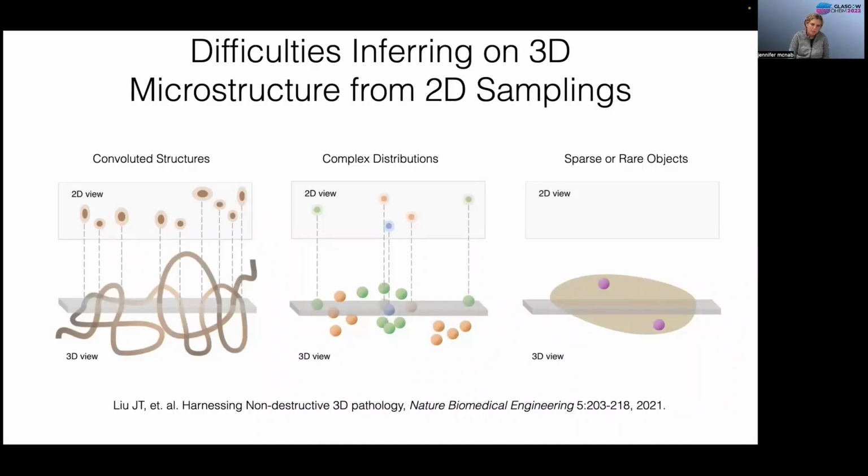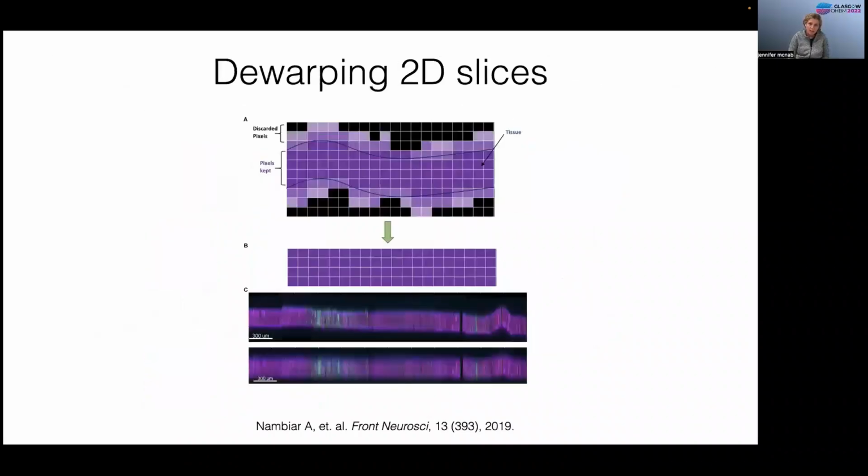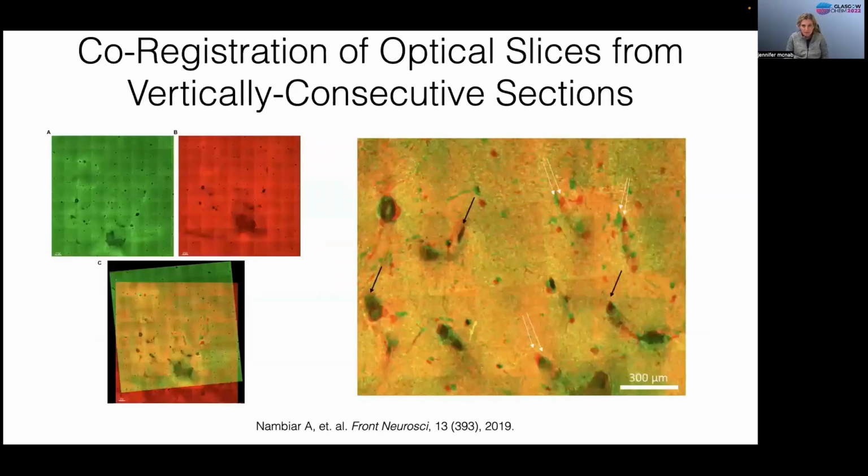Still, it is possible to generate 3D volumes from 2D histology. This paper detailed some of the strategies to make this work and also highlighted some of the remaining challenges. Adjacent tissue slices can be distorted differently when placed on the slide, and here they demonstrate an approach to better align the slices. Still, they show some residual level of misregistration.